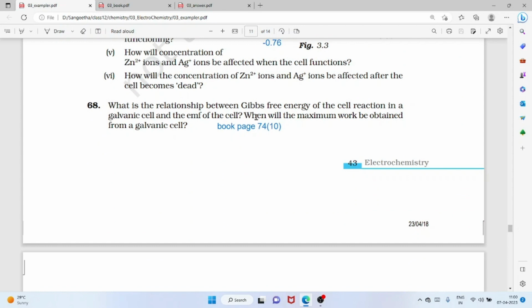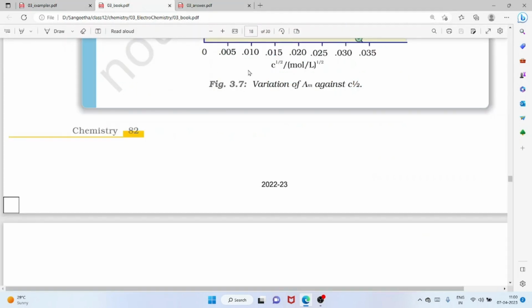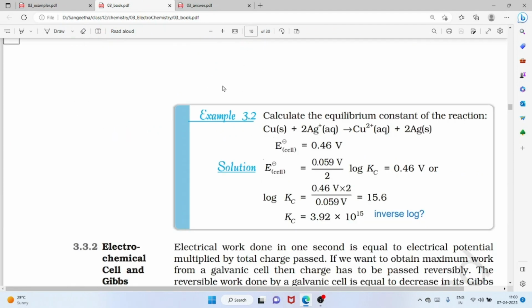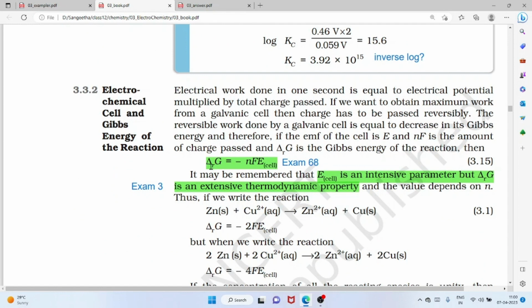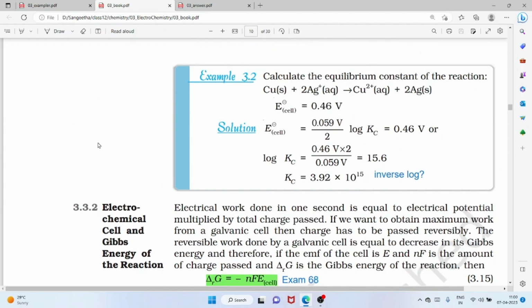What is the relationship between the Gibbs free energy of the cell reaction in a galvanic cell and the EMF of the cell? What will be the maximum? This is the relation between the Gibbs free energy and the cell potential. Okay. So now you can go through these solved examples in the book also, so that you will get familiar with the battery functions.